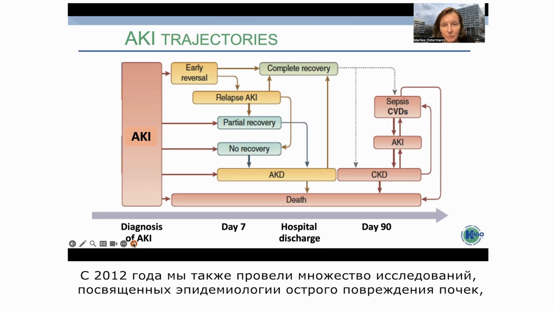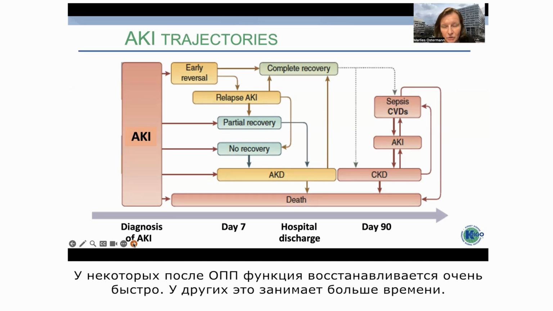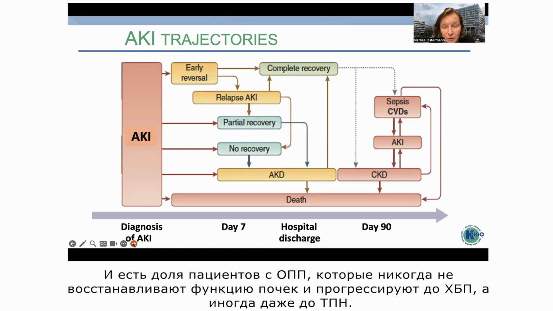Since 2012, we've also had a lot of research looking at the epidemiology of acute kidney injury, and we've learned that different trajectories exist. Different patients with acute kidney injury may have different outcomes. Some patients recover very quickly. In others, it takes longer. Some patients initially recover kidney function, but then develop acute kidney injury again, so have recurrent acute kidney injury. And a proportion of patients never recover kidney function and progress to chronic kidney disease and sometimes even end-stage kidney disease.